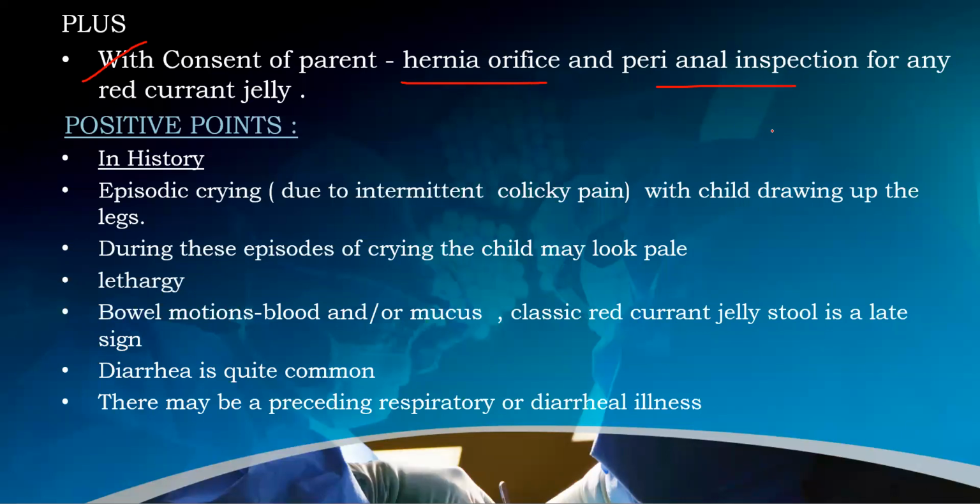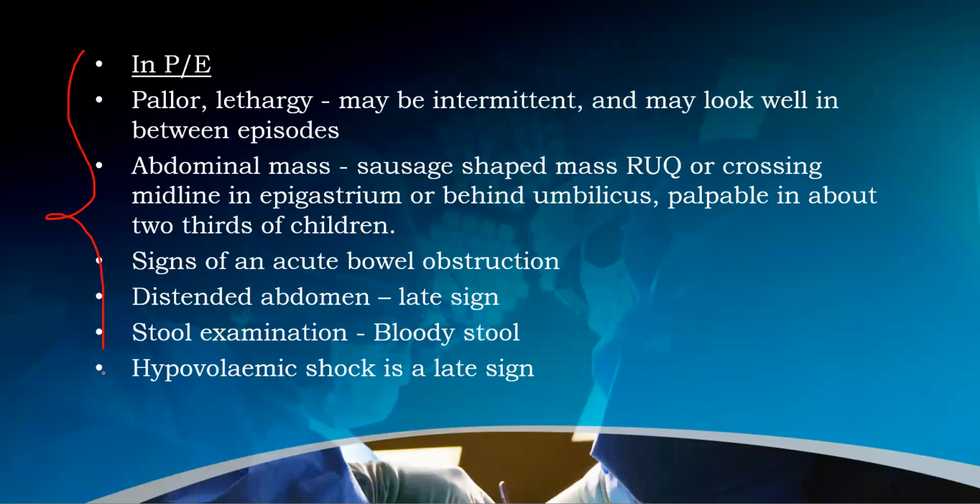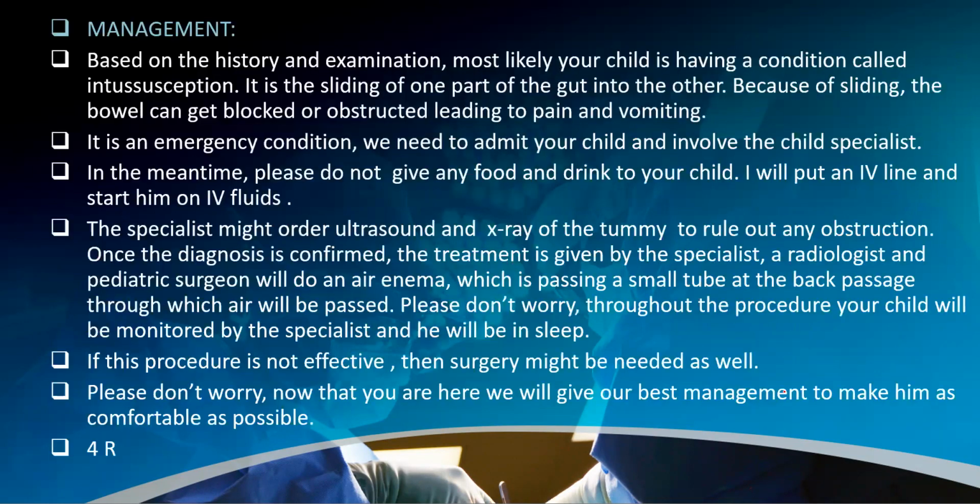Now, we already discussed the positive points, so no need to ask again. Physical examination we discussed. Mainly, we are looking for a sausage-shaped mass in the right upper quadrant, any emptiness in the right iliac fossa, a distended abdomen, and any sign of dehydration. Then you come to the explanation.